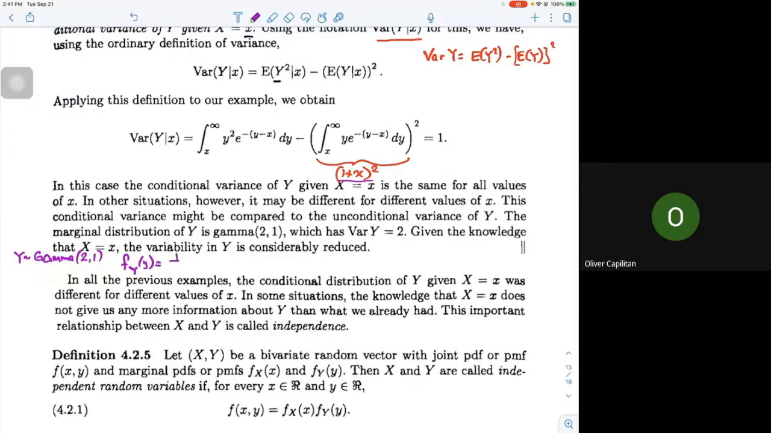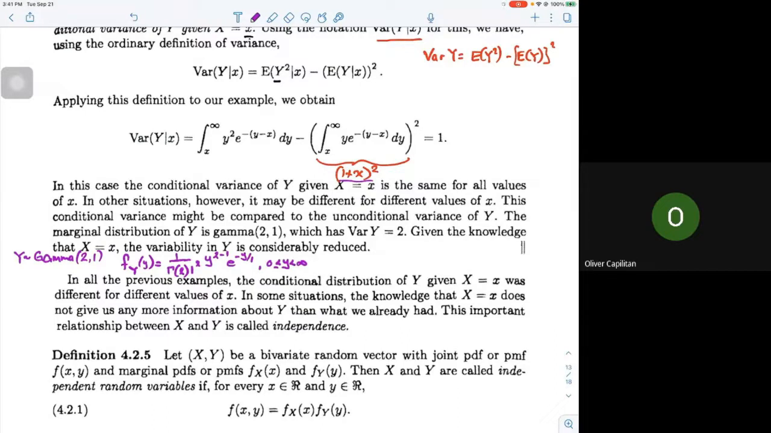1 over gamma of alpha, beta of alpha, and then we have here y of alpha, 2 minus 1, and then e to the negative y over beta. So y here is positive.